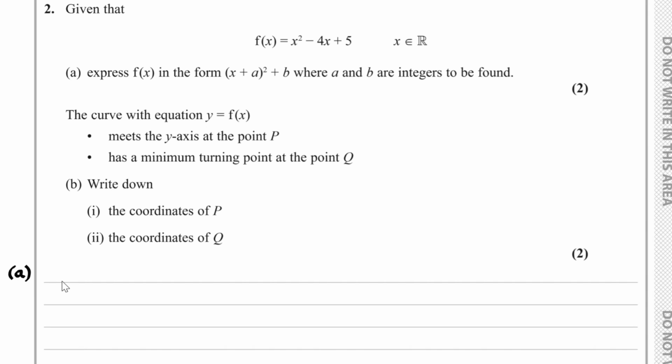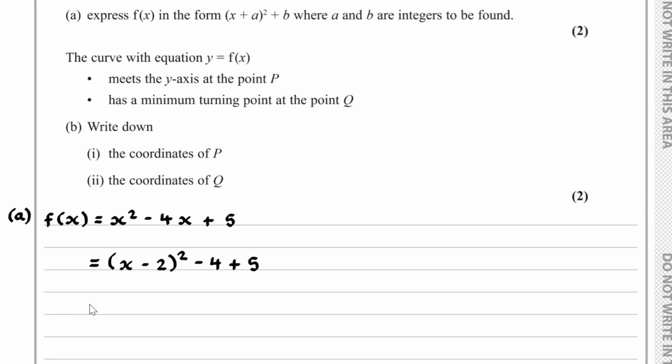Completing the square for part A, we begin with f of x equaling x squared minus 4x plus 5. If we complete the square, halving the coefficient of x, we end up with minus 2. So, we have x minus 2 all squared. We then take away the square of 2, which is 4. We then add 5.